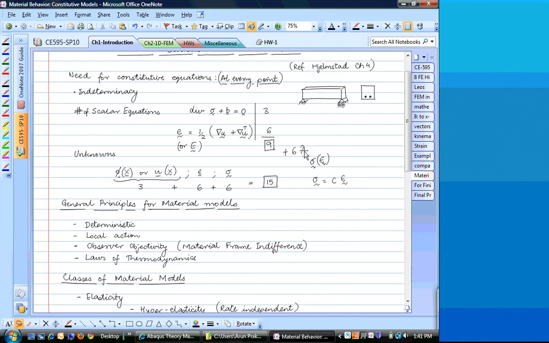That's observer objectivity. Sometimes it is also called material frame indifference. What that means is if I look at the material from this angle versus another angle, it should behave the same way. This function should behave the same way. The exact functional form may not be the same, but in the end, you should get the same result. And finally, it must follow some laws of thermodynamics. What does that mean? Does anybody remember what the first law of thermodynamics is?